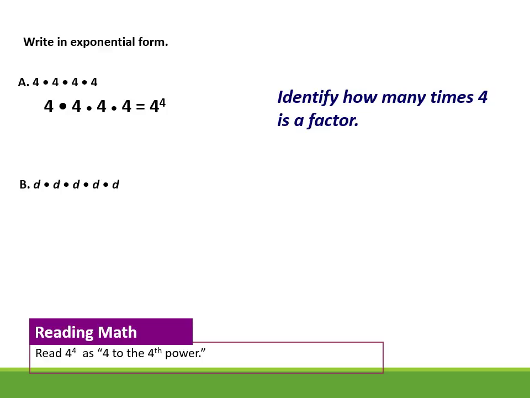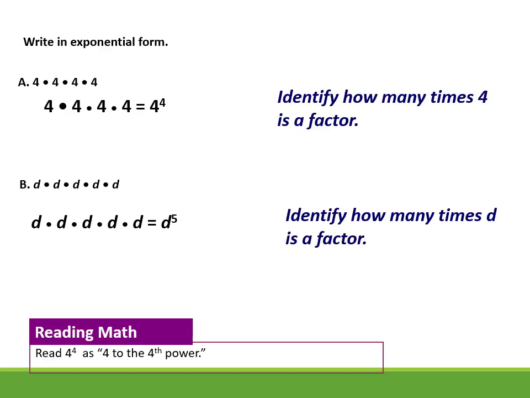Another example: d times d times d times d times d, or d multiplied by itself 5 times. We will identify how many times d is a factor. By the way, d is the base, and we will look for the exponent. How many times is d multiplied by itself? That's right, d is multiplied 5 times, or d to the fifth power.